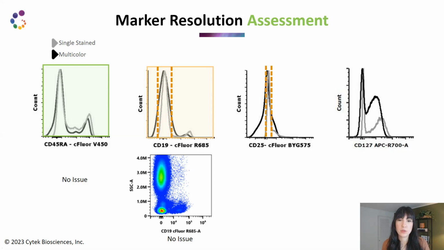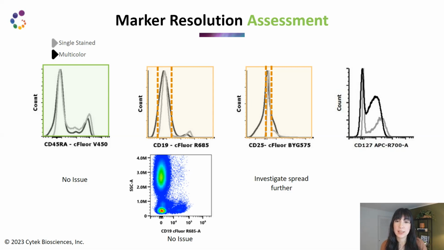Then I'm going to move to the next example, CD25. We have the same setup where the spread in the negative is a little bit wider in the multicolor scenario compared to the single stain scenario. So this one's a little more complicated. We're going to investigate this one on the next slide.